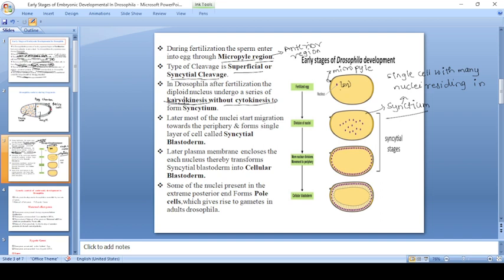This structure is called the syncytium. Syncytium is nothing but a single cell with many nuclei residing in a common cytoplasm. Later, most of the nuclei start migrating towards the periphery and form a single layer of cells called the syncytial blastoderm. After many divisions, these nuclei move towards the peripheral portion and form a single layer of cells. This structure is called the syncytial blastoderm.